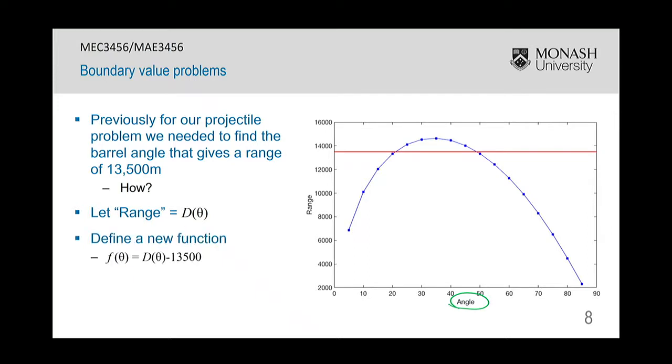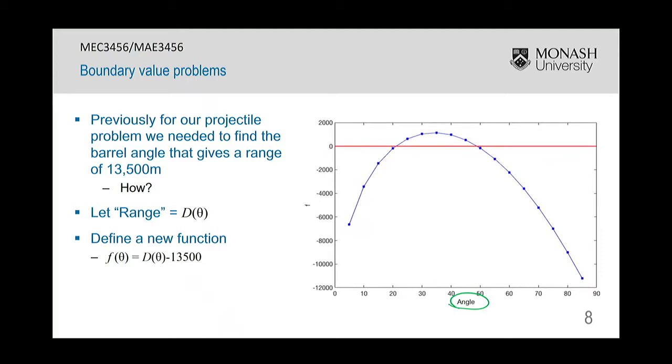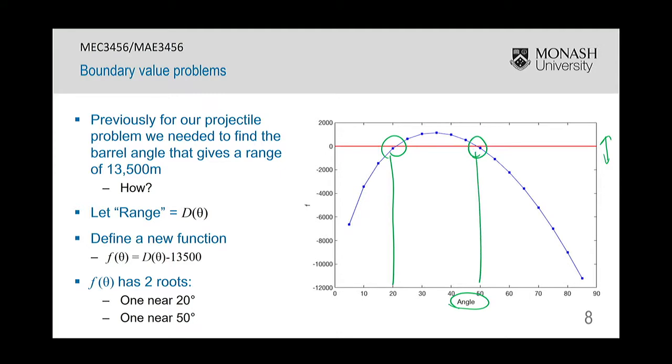Let's define a new function, f of theta, and f of theta is simply equal to d of theta minus 13,500. So if we actually plot our new function f of theta, it's exactly the same as the old function, except we've just changed where the 0 is. We've just shifted that blue curve down. F of theta has two roots, one near 20 degrees and one near 50 degrees. So these two values of theta satisfy our condition that d of theta is equal to 13,500. So what we've done is we've converted our problem into a root finding problem.